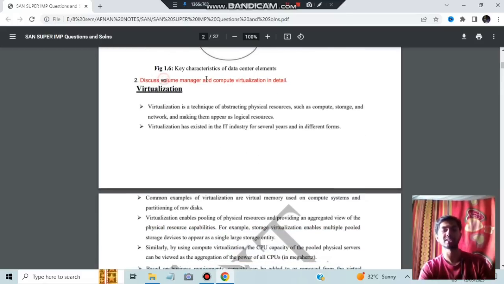Next we have volume manager and compute virtualization in detail. Okay, what is volume manager? The data which is in the form of bits and bytes has a large volume. Managing the whole volume is called the volume manager. Compute virtualization means you'll be using the cloud computing or virtualization concept, where you will be running the things in the virtual environment or in the remote location. That is what is called the virtualization.